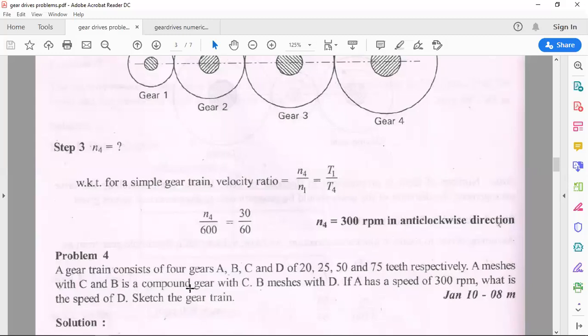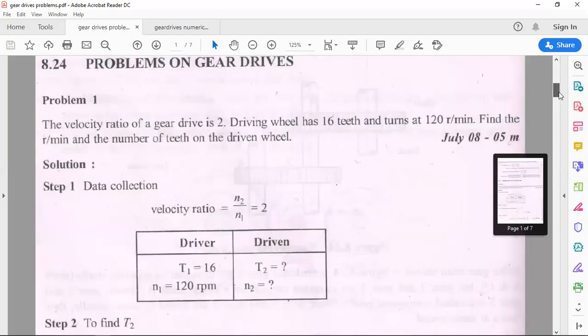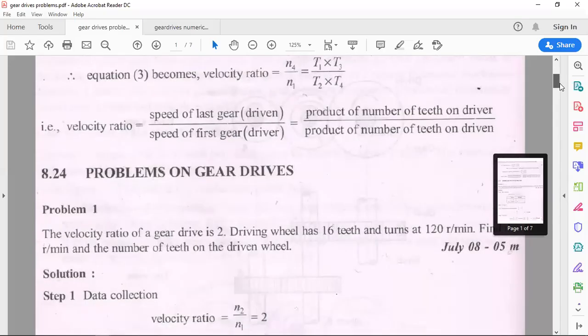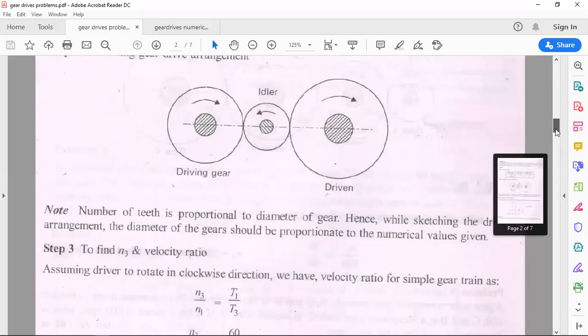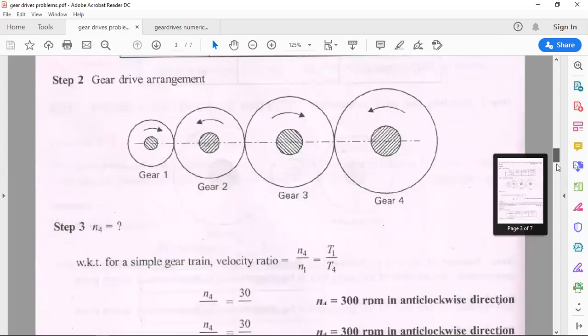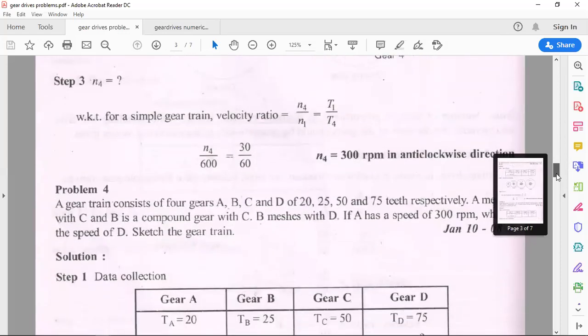When it is a compound gear train, we have the velocity ratio equation: the speed of the last gear divided by the speed of the first gear is equal to the product of number of teeth on the drivers divided by the product of number of teeth on the driven. Here the product is very important. Product means multiplication, like T1 and T3, T2 and T4 and so on. So in the case of a compound gear train, we should be careful in writing the formula: velocity ratio is equal to the product of number of teeth on the drivers divided by the product of number of teeth on the driven.